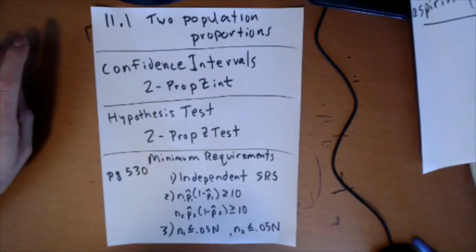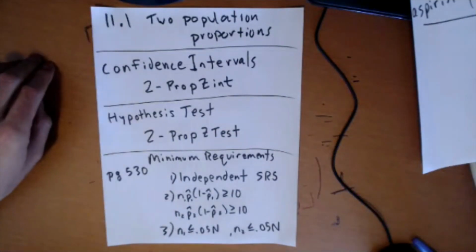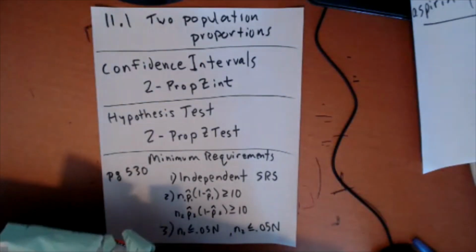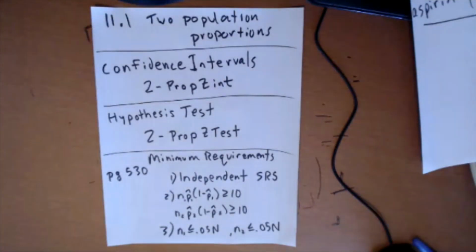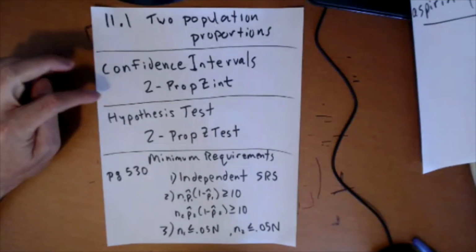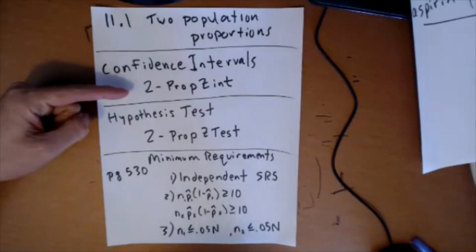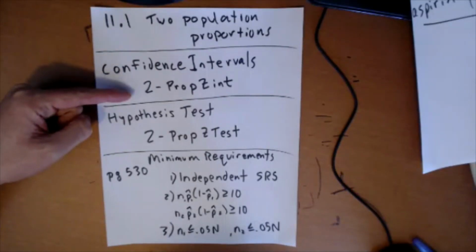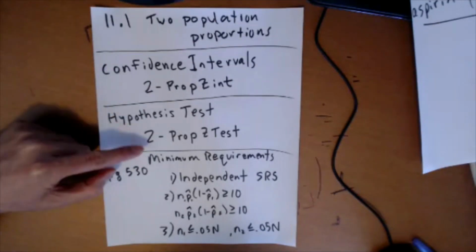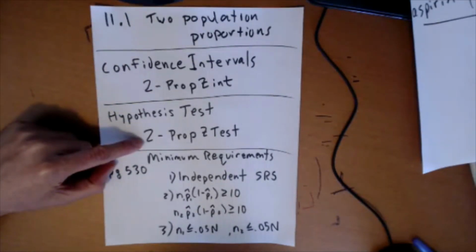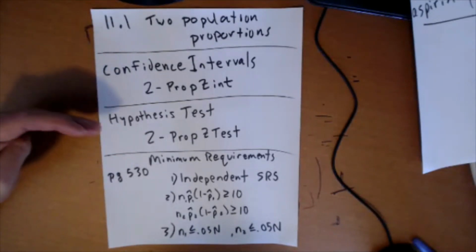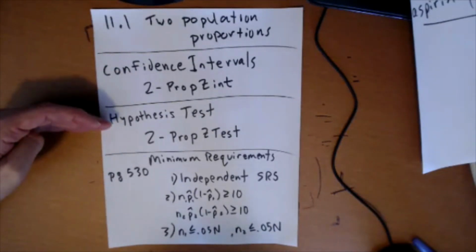Hey folks, moving on to 11.1, which is inference about two population proportions. In 11.1, we're going to use our calculators to do all the heavy lifting. We're going to be using the two prop z int whenever they want confidence intervals, and for the hypothesis test, we're going to be using the two prop z test. So we're going to be using these two functions, whether they want a confidence interval or a hypothesis test.